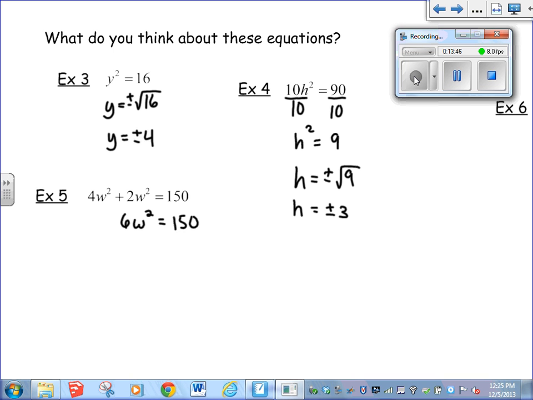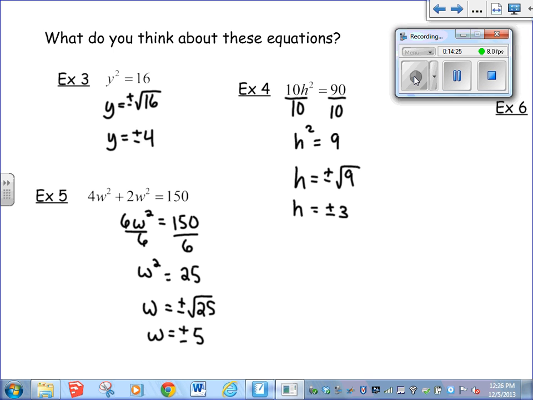All right, then we've got 6w squared equals 150. What should I do, Robbie? You divide it by 6, and you get w squared is 25. Oh, whoops. Now we got to worry about the positive and negative when we take the square root of it. So if w squared is 25, w is equal to plus or minus the square root of 25. So w is equal to positive or negative 5.